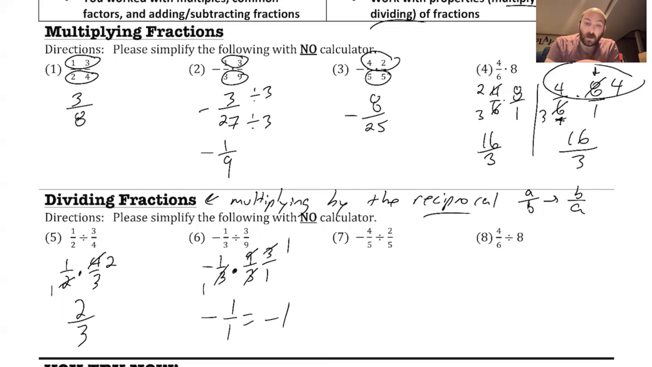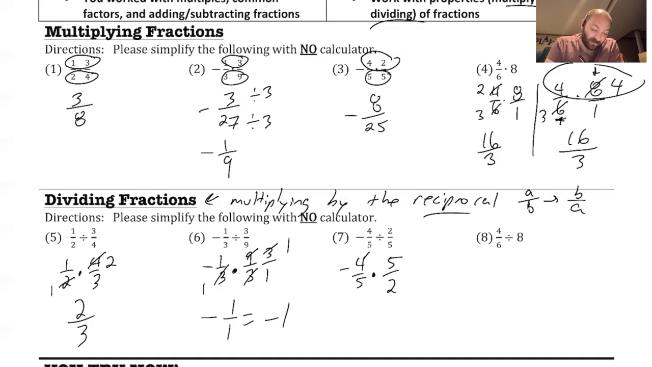Okay. Number 7, I'm going to do -4/5 multiplied by the reciprocal 5/2. From there, again, I like to reduce before I multiply. It makes things a lot easier. I don't have to simplify the fractions at the end.